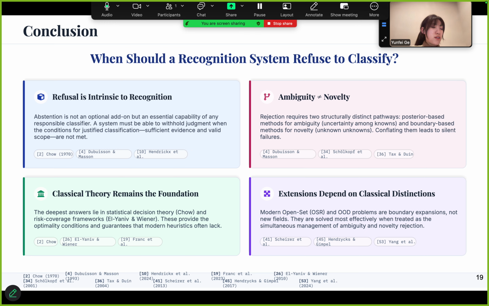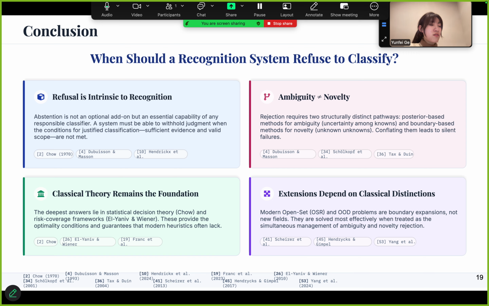Refuse when the input is outside the scope of what the system has learned. That is novelty rejection, and it requires boundary-based methods like one-class classification because posteriors outside the training support are meaningless extrapolations. But both are necessary. Neither is sufficient alone. Conflating them leads to silent failures.